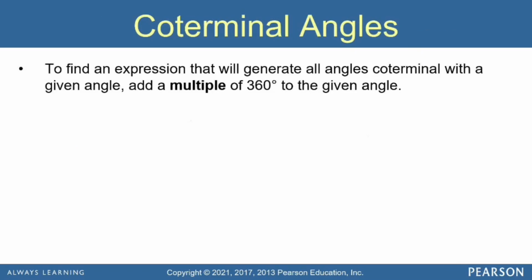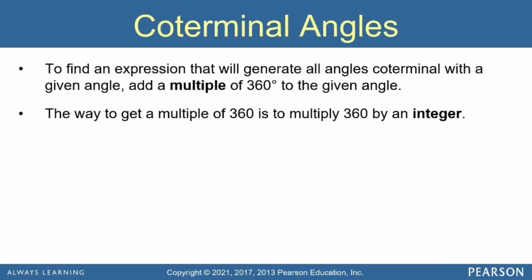Okay, now let's switch gears just a little bit. So still working with coterminal angles, sometimes we want to be able to write a little formula or expression that somebody could use to calculate all of the angles that are coterminal with some other known angle. So to find an expression that will generate all angles coterminal with a given angle, all we have to do is add a multiple of 360 degrees to the given angle. But it needs to be a whole multiple of 360 degrees.